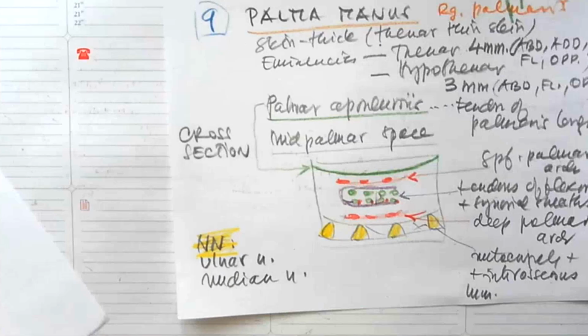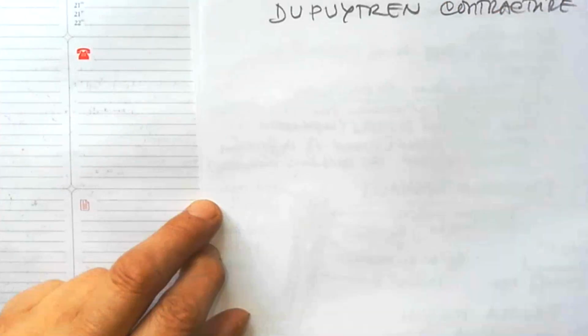And there is also one clinically important point and term. This is the Dupuytren contracture. Dupuytren, a French surgeon. It is a contracture not of the tendons, but of the palmar fascia. Palmar fascia means also the aponeurosis, because aponeurosis is part of the fascia, or a thickened part of fascia.